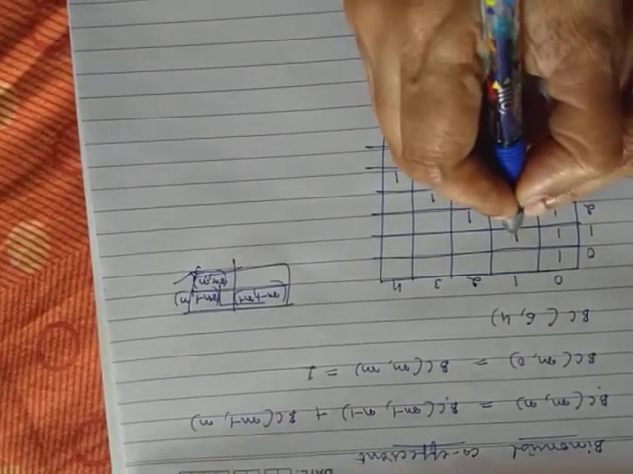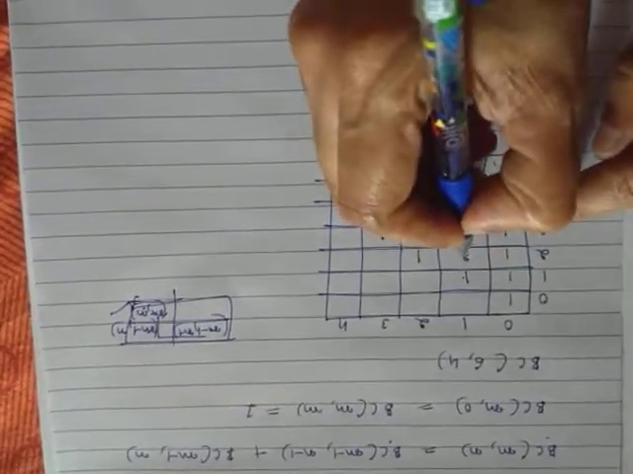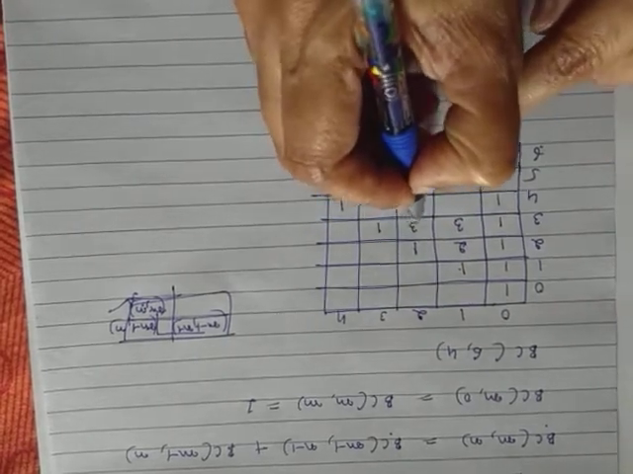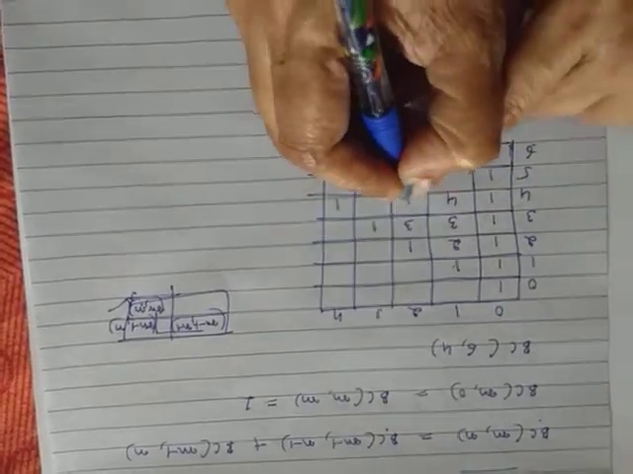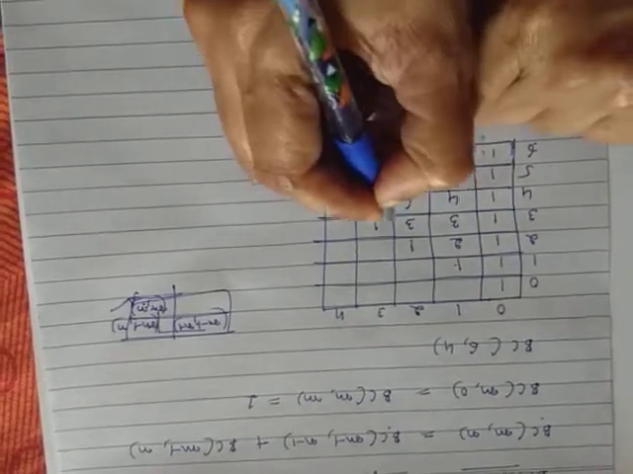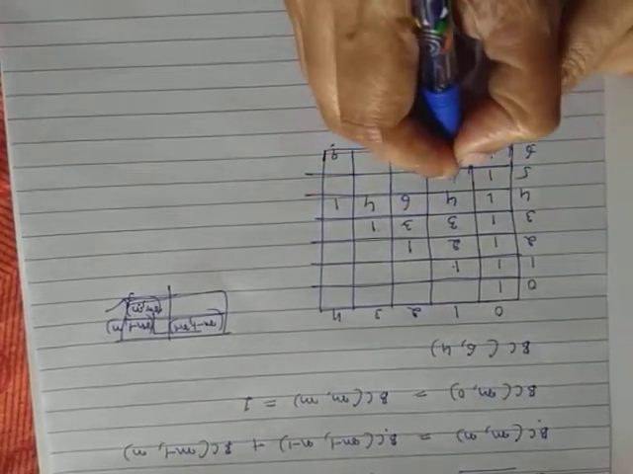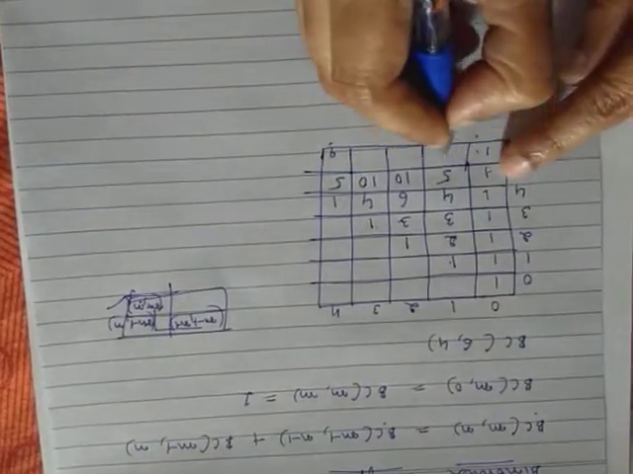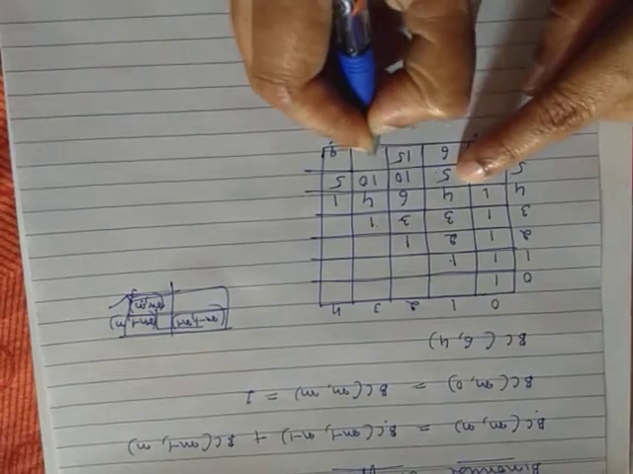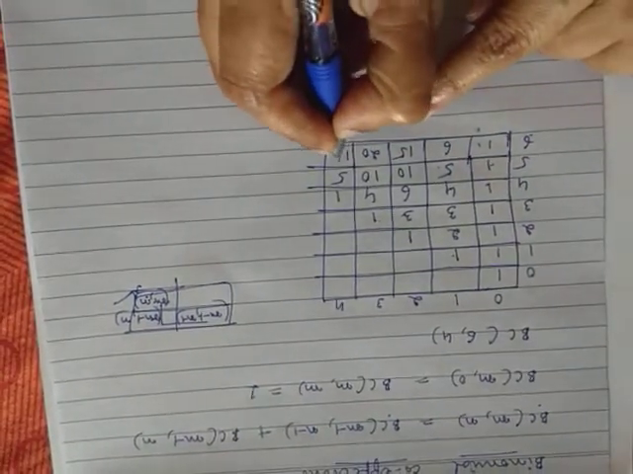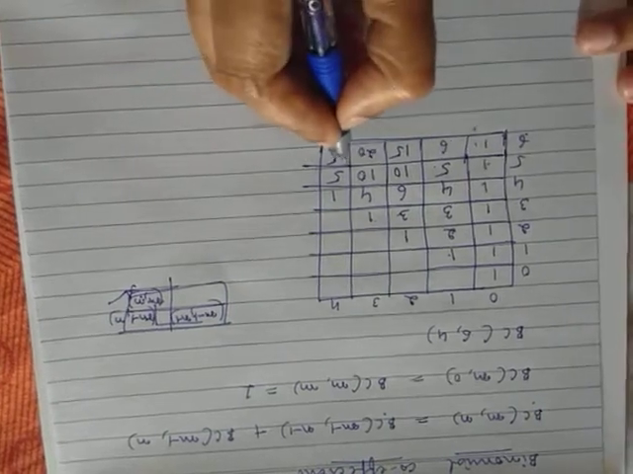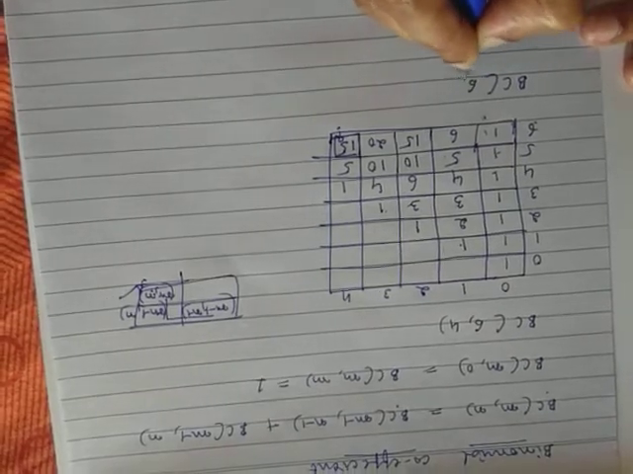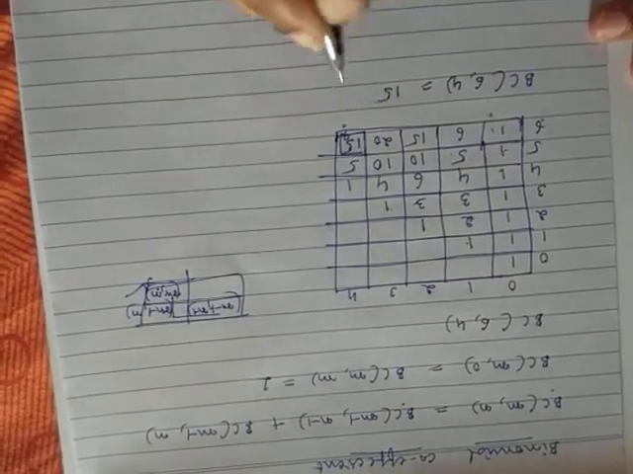So this is equal to above and left of it: 1 plus 1 is 2, this 1 plus 2 is 3, this 1 plus 2 is 3, this 1 plus 3 is 4, this 3 plus 3 is 6, and this 3 plus 1 is 4, this is 4 plus 1 is 5, this is 10, this is 10, this is 5, this is 1 plus 5 is 6, 5 plus 10 is 15, this is 20, and this is 15. So this is of our interest. It tells me that BC of 6 comma 4 is equal to 15.